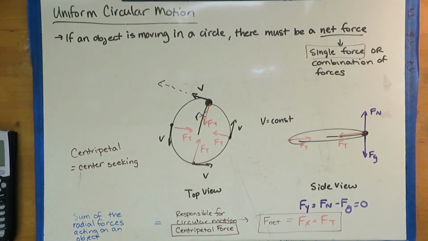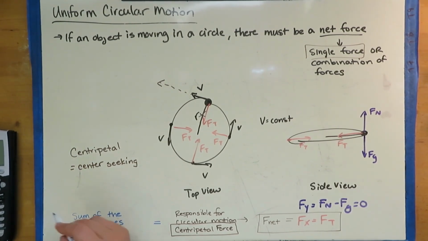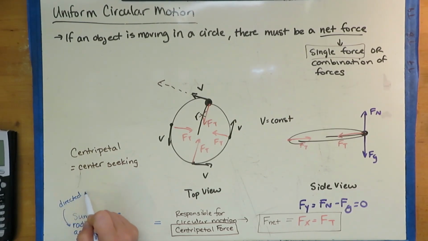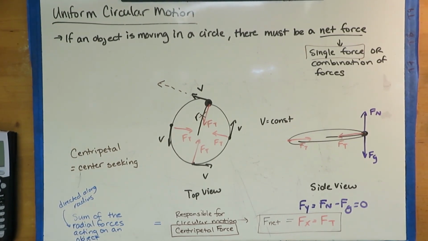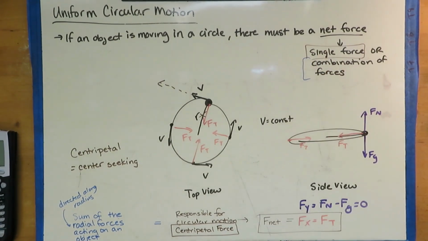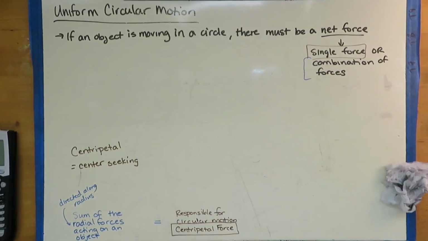So there's tangential and there's radial. So basically this is directed along the radius. It doesn't say directed towards the center. It says directed along the radius. So there are cases where your centripetal force is a combination of forces, and that combination of forces may or may not be directed inwards towards the center of the circle.